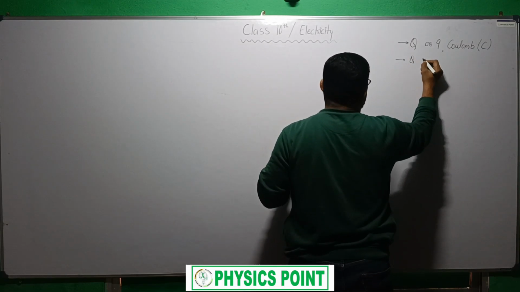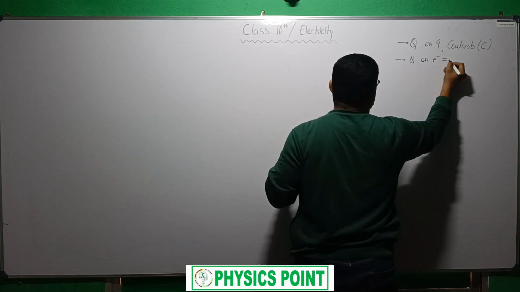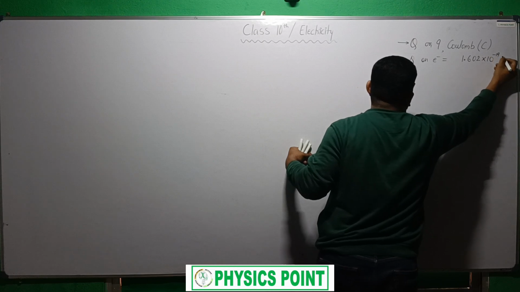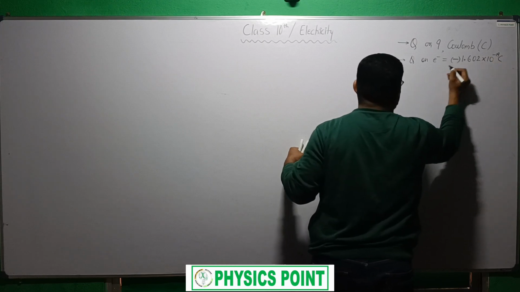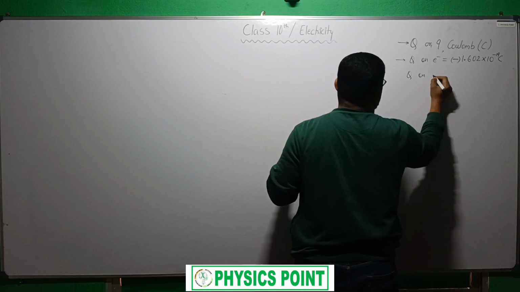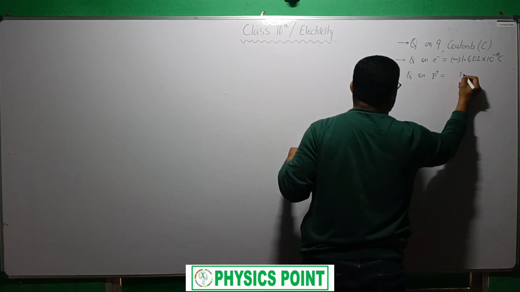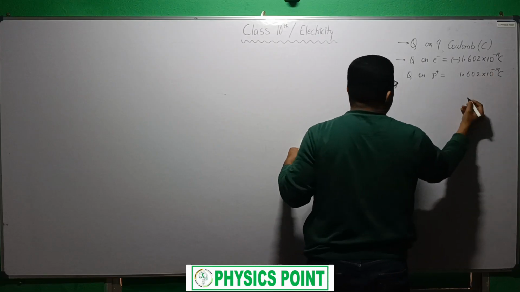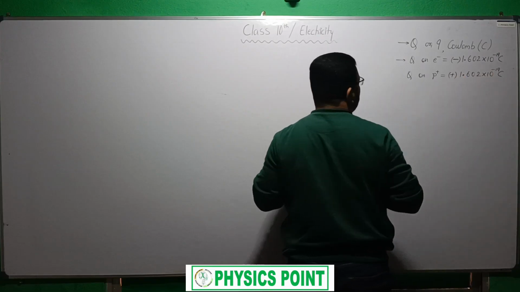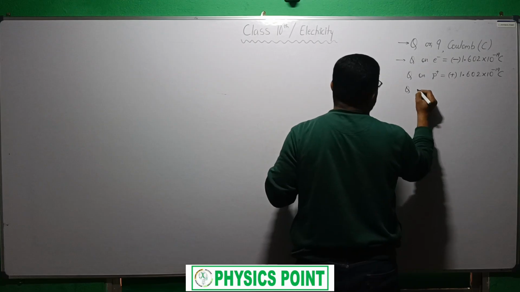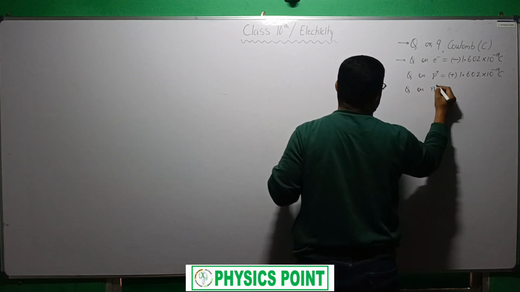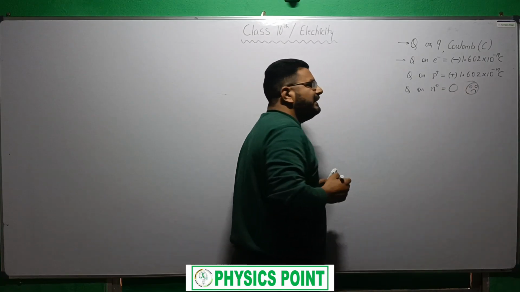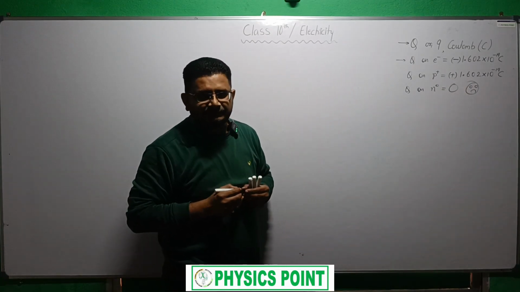Charge on one electron equals 1.602 × 10^-19 Coulomb, and polarity is minus. Charge on one proton is again the same value, 1.602 × 10^-19 Coulomb, and polarity of charge on proton is positive, and charge on neutron is 0, meaning neutron is an electrically neutral particle.